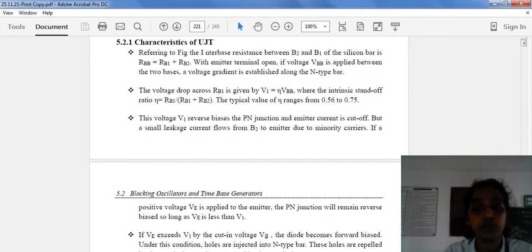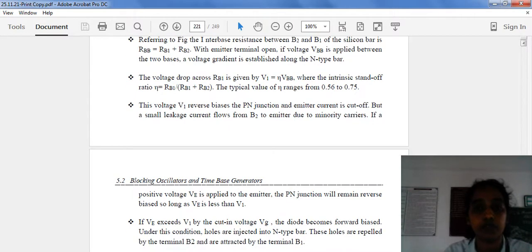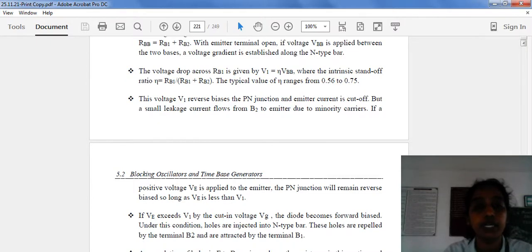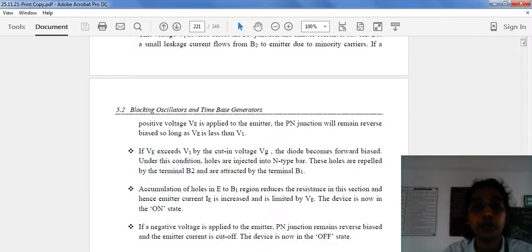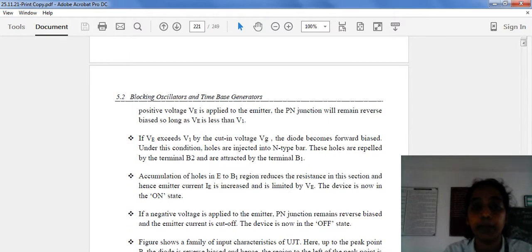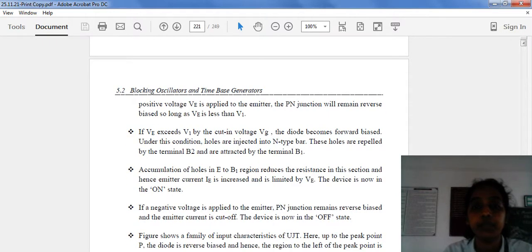This voltage V1 reverse biases the PN junction and the emitter current is cut off. But there is a small leakage current flowing between the base 2 terminal and the emitter due to the minority carriers. If a positive voltage is applied to the emitter, the PN junction will remain reverse biased as long as the emitter voltage is lesser than the voltage across base 1.